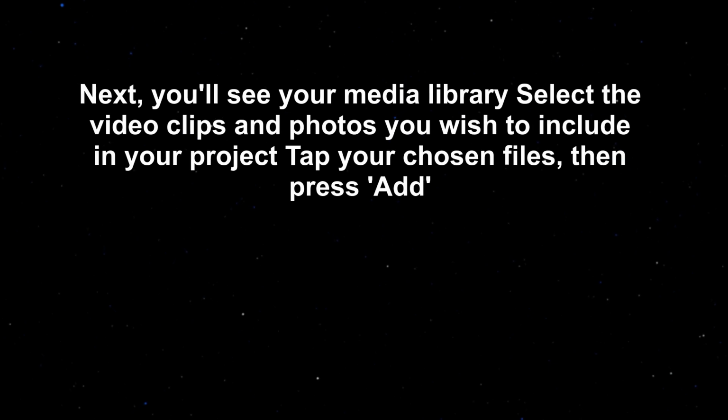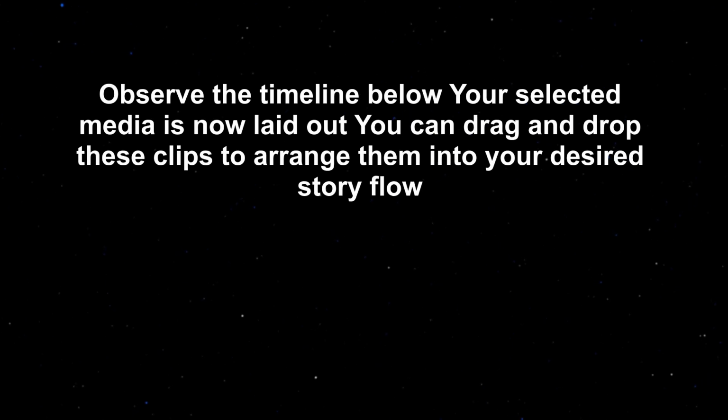Next, you'll see your media library. Select the video clips and photos you wish to include in your project. Tap your chosen files, then press Add. Observe the timeline below; your selected media is now laid out. You can drag and drop these clips to arrange them into your desired story flow.